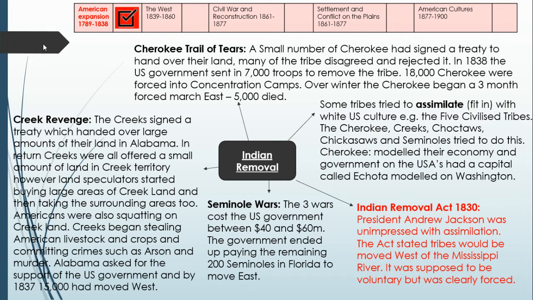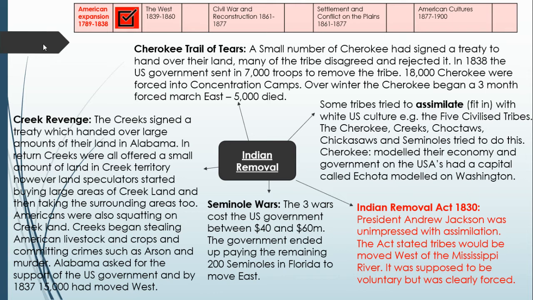18,000 Cherokee were forced into concentration camps. And over the winter, the Cherokee began a 3-month forced march, that should be west, and 5,000 troops died. So we see the fact that the Cherokee have been moved. There is a very violent reaction to them. And we can clearly see here that the tribes are being treated very, very badly.